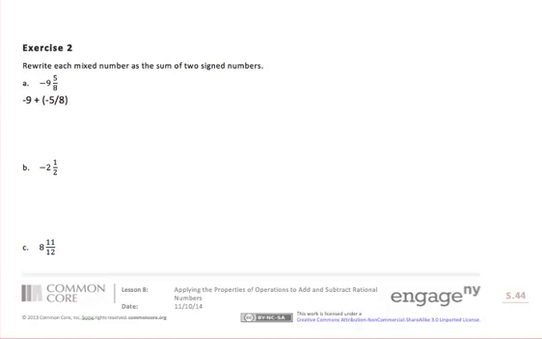Continuing on with problem B. In the same way, negative 2 and 1/2 would be the sum of negative 2 plus negative 1/2. Because again, negative 2 and 1/2 is in between negative 2 and negative 3 on the number line.